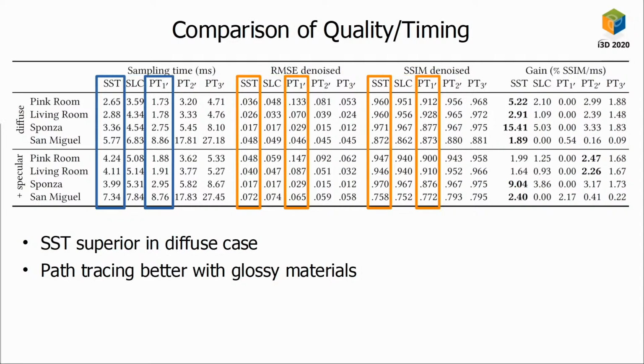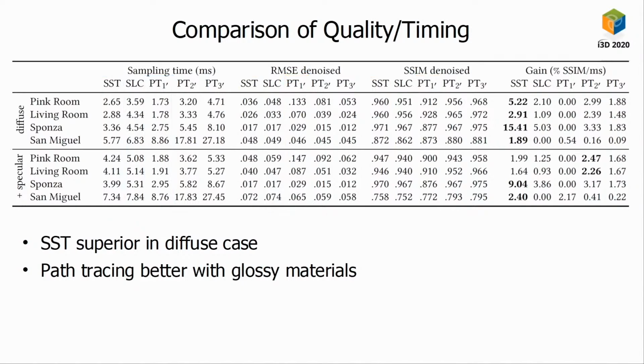While path tracing with a single indirect bounce is efficient, the image quality is clearly inferior to SST. In all scenes, there are areas which require multiple bounces to be properly lit. And with increasing number of bounces, path tracing catches up in terms of quality, but requires more time than ours.